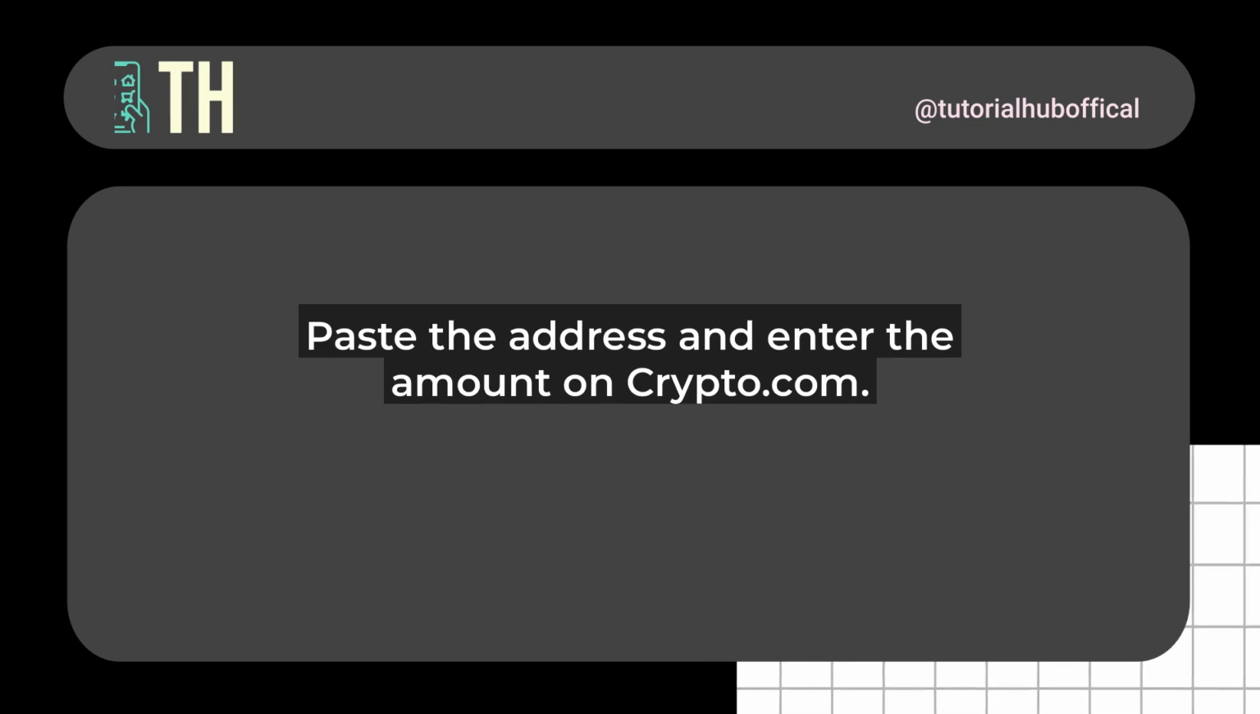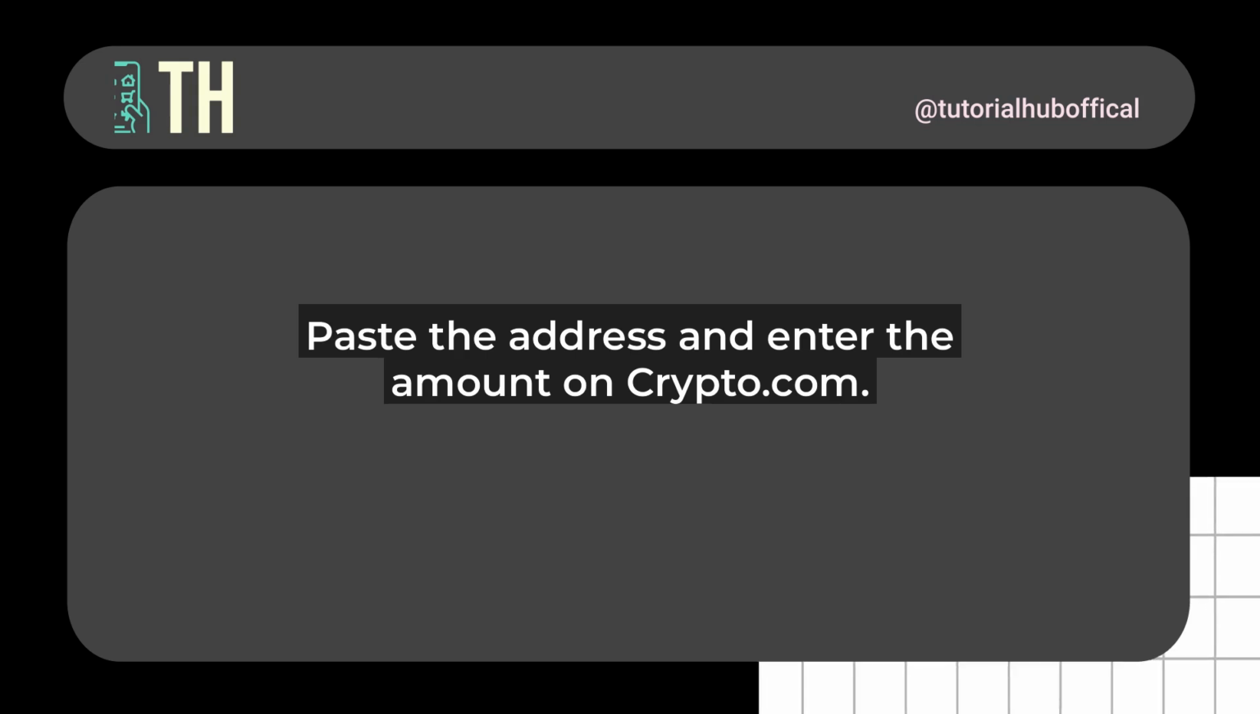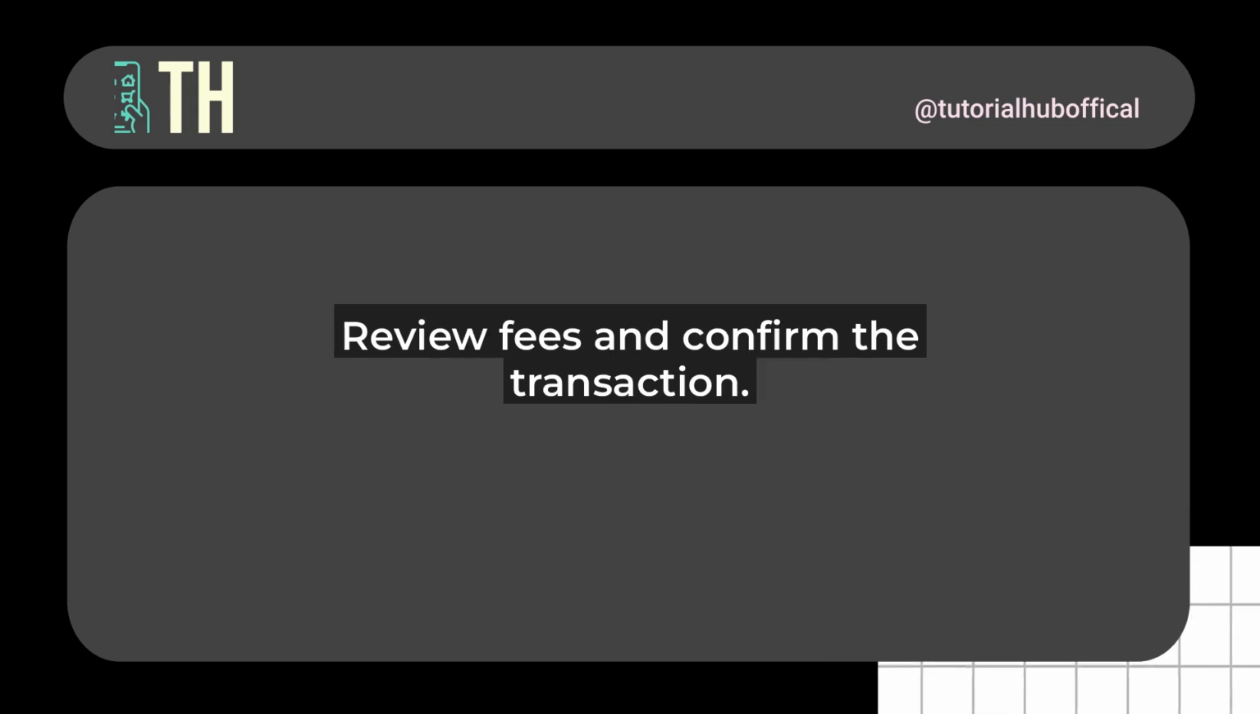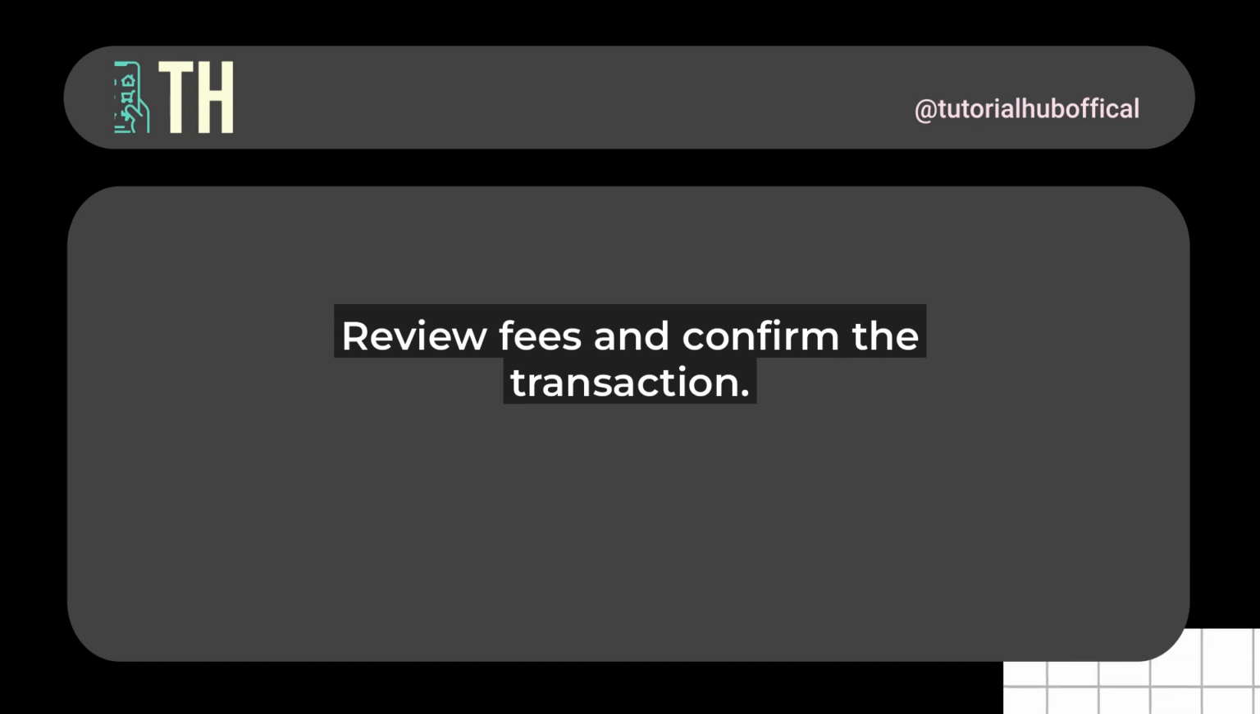Back on crypto.com, paste that Robinhood wallet address into the withdrawal form. You'll need to enter the amount you want to transfer, and don't forget to review any fees involved. They can vary based on the network and current market conditions. Once everything looks good, hit confirm and authenticate the transaction, probably with two-factor authentication for extra security.